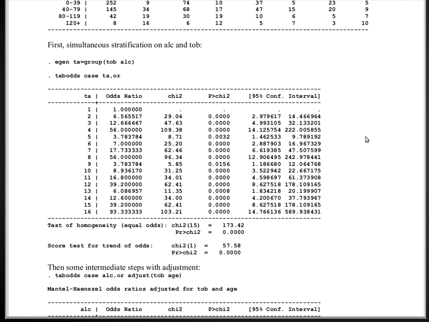They took the simplified analysis I did first for you with just the two 2x2 tables, and then looked for some indication of dependency on either tobacco status or alcohol status.